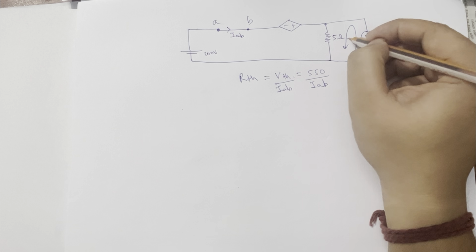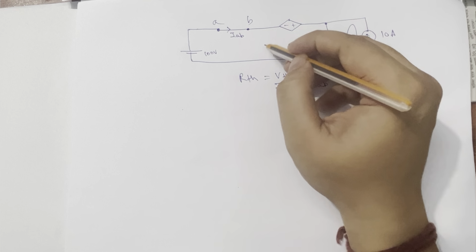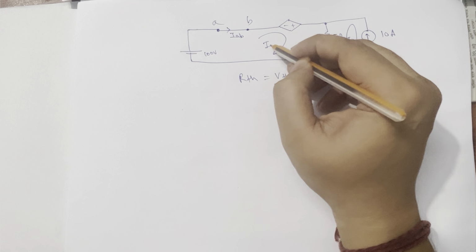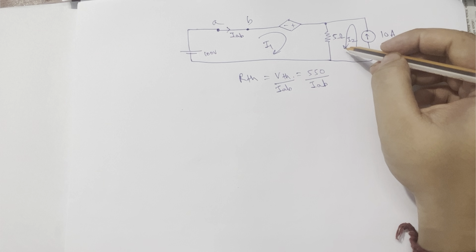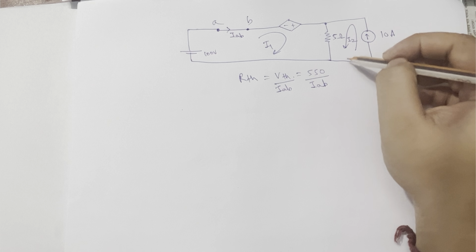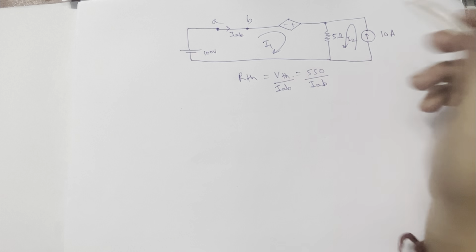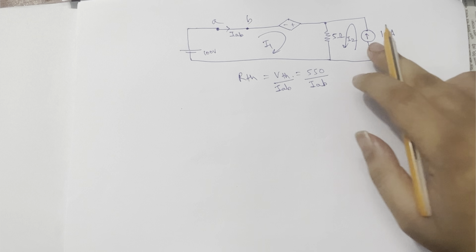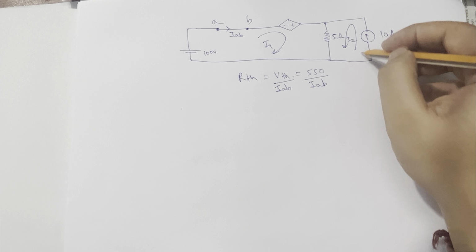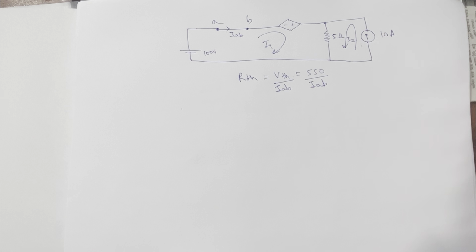Let us assume I2 to be flowing like this and I1 to be flowing like this. We can't choose it otherwise; we could assume I2 to be flowing the other way, but then I2 will be equal to minus 10. So it's better to assume like this, because it's already a current source and it is maintaining a current of 10 ampere in this direction.